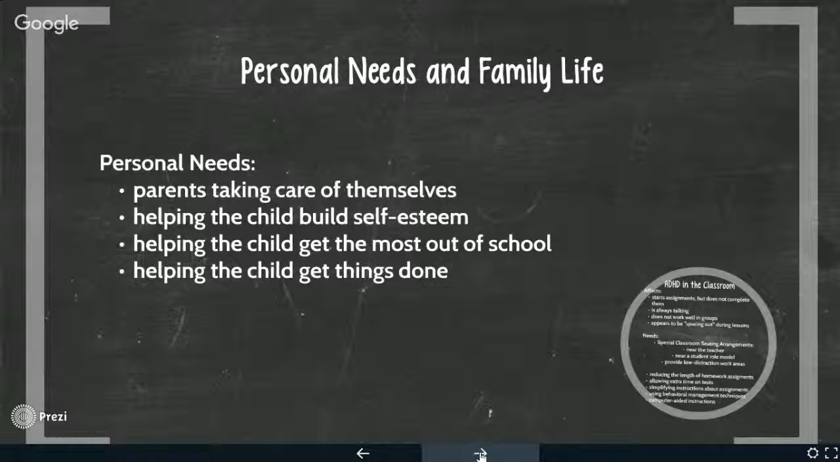Helping the child build self-esteem by encouraging a sense of belonging, confidence in learning, and an awareness of his or her own contributions. Helping the child get the most out of school. Promoting school success will help the child academically, socially, and developmentally. And finally, helping the child get things done. Patience, persistence, and creative thinking can help the child learn skills and accomplish tasks at home and at school.